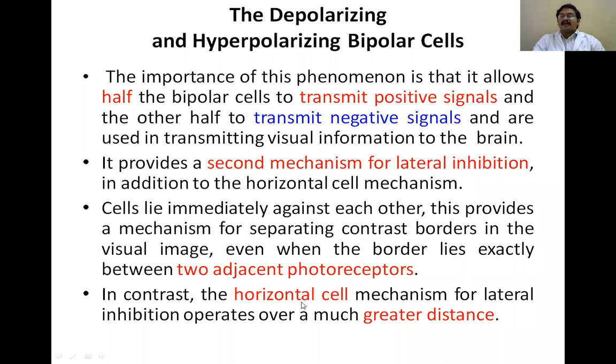In contrast to the horizontal cell mechanism, the lateral inhibition from the bipolar cells operates over a greater distance. That is the difference between the lateral inhibition from the horizontal cells and from the bipolar cells.